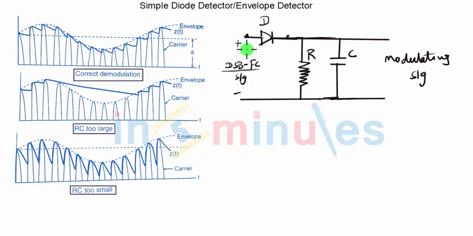So let us start the working, everyone. When the first positive cycle comes in, the diode will become forward biased. The moment the diode is forward biased, it is replaced with a short circuit, and you can see that the input signal reaches the combination of resistance and capacitor. The capacitor, which is initially uncharged, will now start charging.